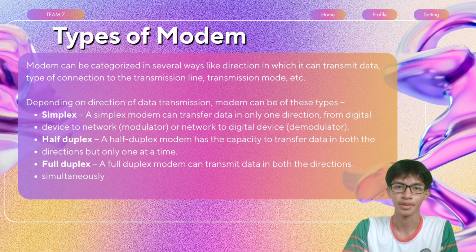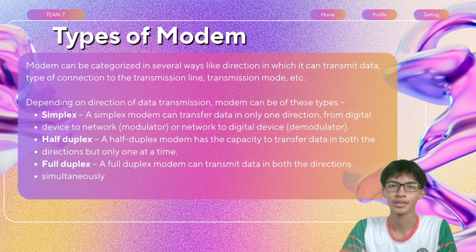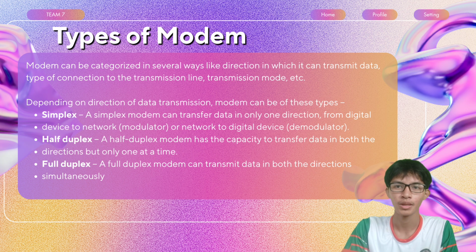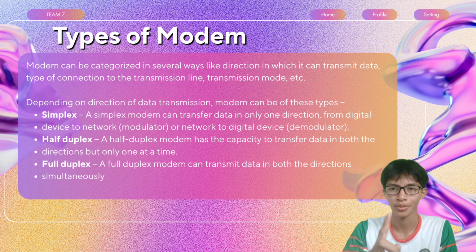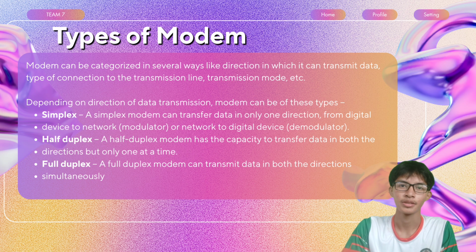First is simplex. A simplex modem can transfer data in only one direction, from digital devices to the network, like a modulator, or from the network to digital devices, like a demodulator. The second is half-duplex. A half-duplex modem has the capacity to transfer data in both directions, but only one at a time. The third is full duplex. A full duplex modem can transmit data in both directions simultaneously.